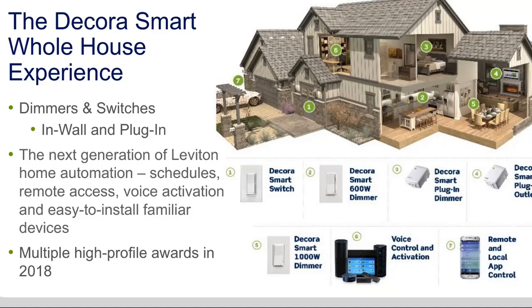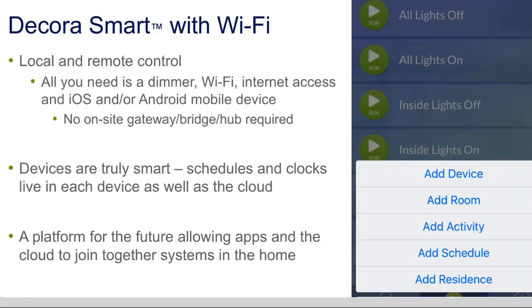Obviously there are use cases for industrial, commercial, and many of the other things that Wally already touched on, but this particular product is a great example of what we're already doing today with the AWS IoT service. So for Decora Smart with Wi-Fi, to the user, it's Wi-Fi switches or devices and a mobile app.